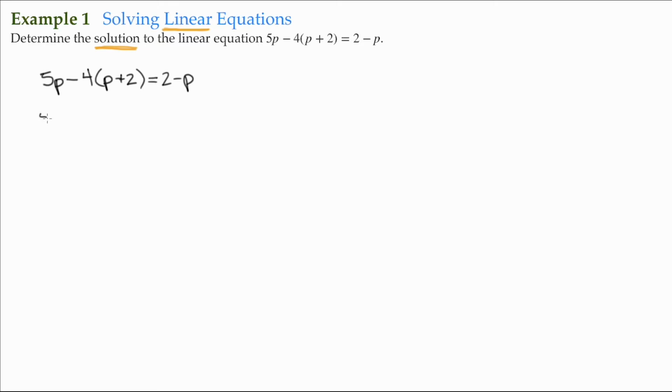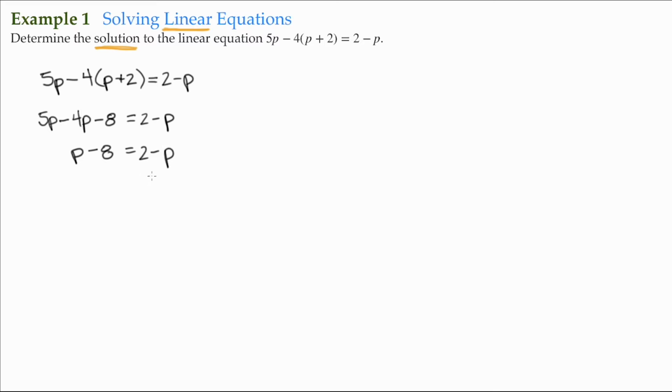So this is going to be 5p. Then we have negative 4 times p, so this becomes minus 4p. And then negative 4 times 2, that's negative 8. The distributive property says we just take this value and we multiply it to each term inside the parentheses here. And of course that's equal to 2 minus p. So now that we got rid of the barriers, the parentheses, we can go ahead and collect up like terms that are in common. So I have 5p minus 4p. 5p minus 4p is p, so I'm left with p minus 8. That's equal to 2 minus p.